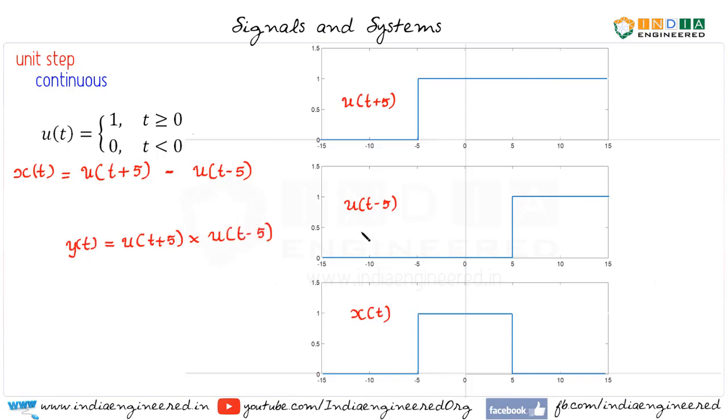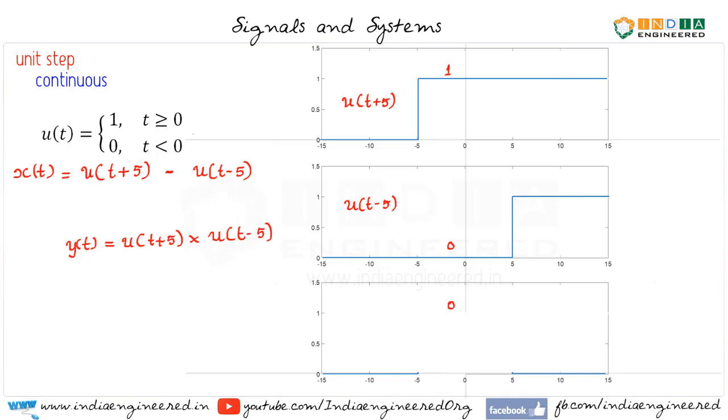Now what will be the plot of y of t? So we are taking the product of u of t plus 5 and u of t minus 5. So from minus infinity to minus 5, its value will be 0. That's obvious, because u of t plus 5 is 0 and u of t minus 5 is 0 in that range. 0 into 0 will get 0. Now here, from minus 5 to plus 5, u of t plus 5 is 1, but at the same time u of t minus 5 is 0. So in that range, we will have 1 into 0. That will be 0. So it has to be 0 here.